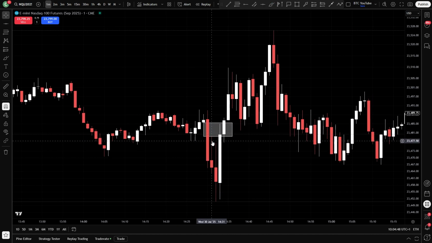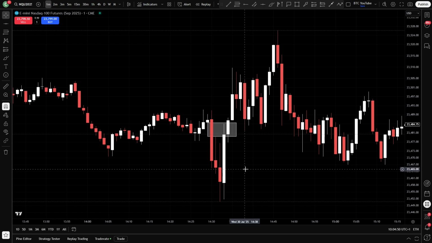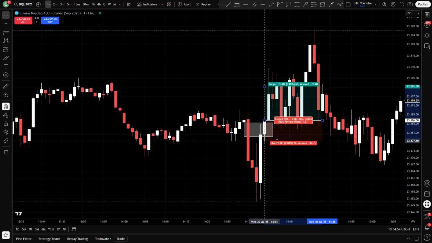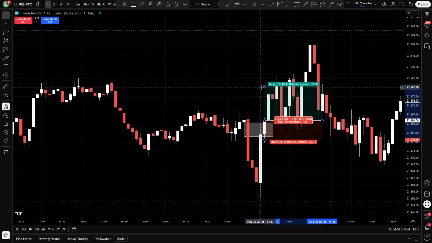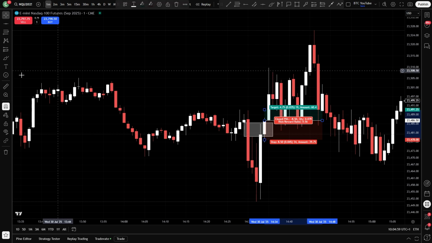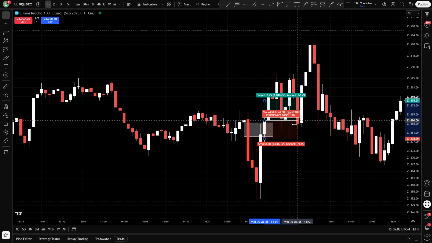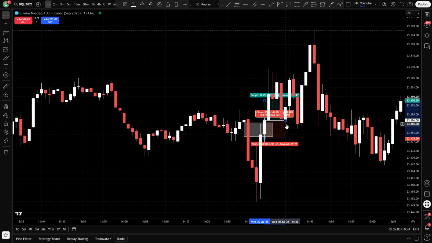We're a little bit high here. I did want to enter a bit lower, but beggars can't be choosers. You can see entering here, targeting a 1-for-1. That would have got hit. Let me take my magnet off because it's doing my Sweden. Entering here, you can see the 1-for-1 gets hit straight away.